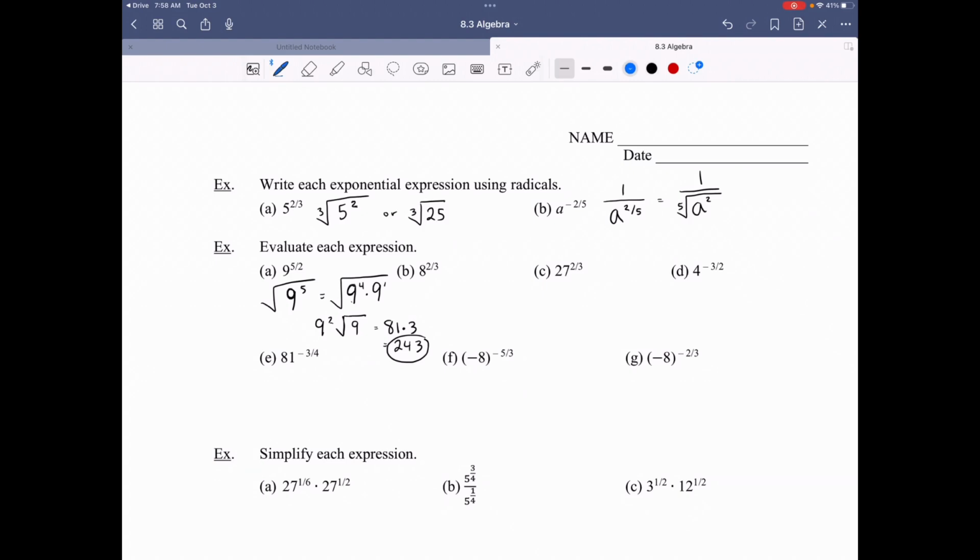Let me show you another way to do A. If you have the square root of 9 to the 5th, you can just take the square root of 9, which is 3, and raise it to the 5th power. And 3 to the 5th is equal to 243. That doesn't work on example B, but let's take a look at example B. We have 8 squared, and we're taking the cube root. Well, actually it does, because the cube root of 8 is 2. So we can just take this out as 2 squared, which equals 4.